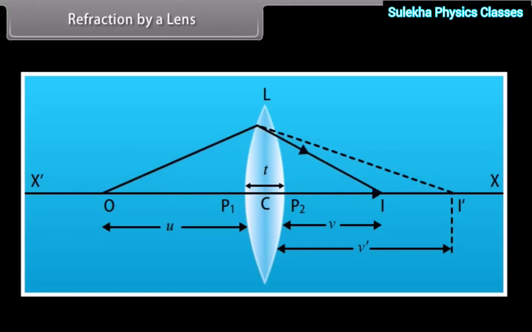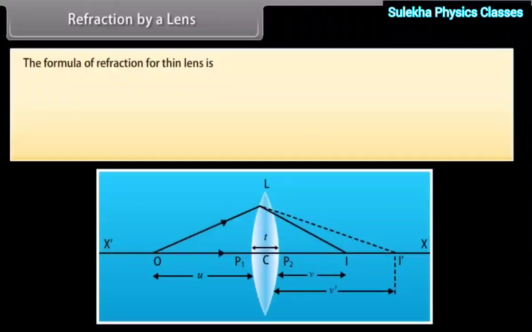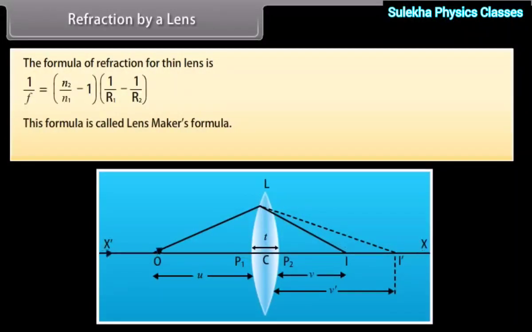The first refracting surface forms the image of O at I' at a distance v' from P1. The image I' acts as a virtual object for second surface, and after refraction at second surface, the final image is formed at I. The formula of refraction for thin lens is as shown. This formula is called lens maker's formula. This formula also holds for concave lens.